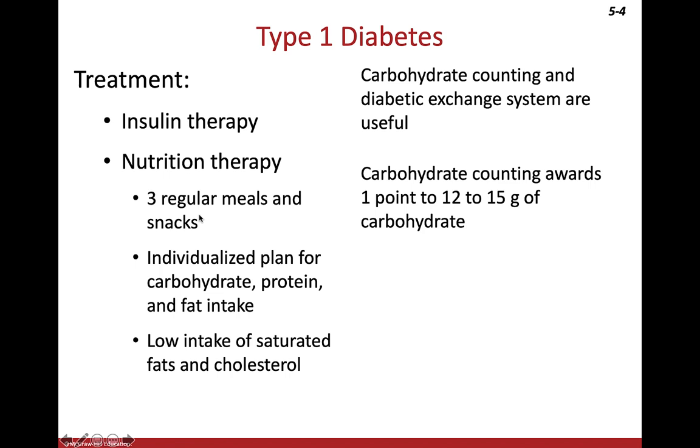Now, some strategies that are used are carbohydrate counting and the diabetic exchange system. This is a scale of basically ranking carbohydrates anywhere from 1 to 12 points based on 15 grams of carbohydrate.